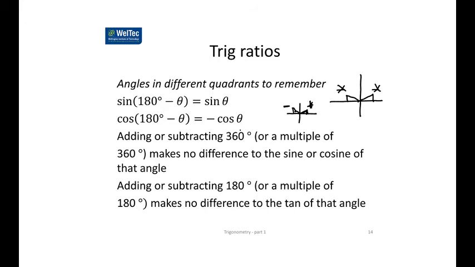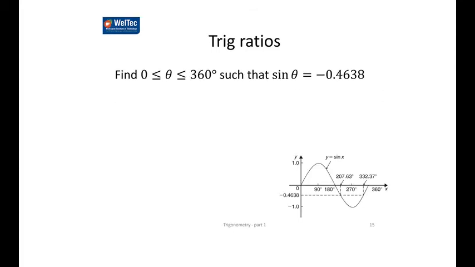If you are talking about a rotation of 360 degrees or a multiple of 360 degrees, it makes no difference. Imagine if you spin yourself around 360 degrees, you're back looking at exactly the same place. So adding or subtracting 360 makes no difference to the sine or the cosine of that angle. For tangent, adding or subtracting 180 makes no difference to the tan, because that's how long it takes for tan to repeat.